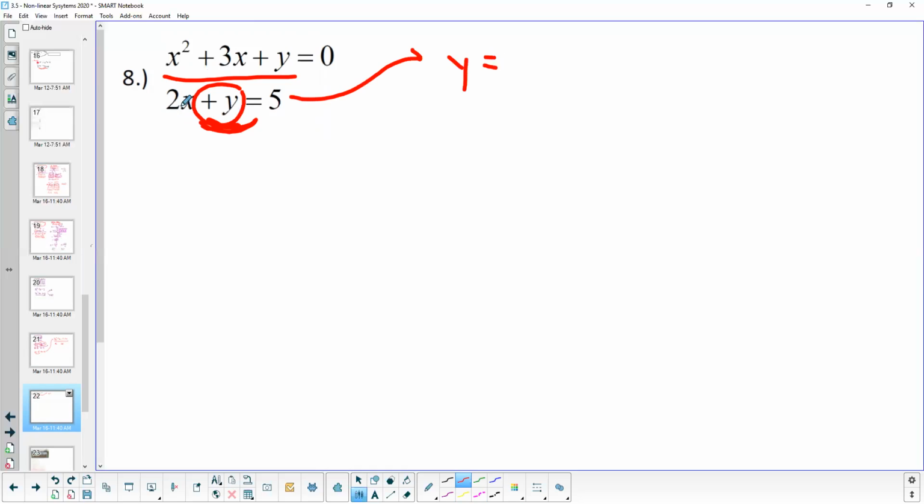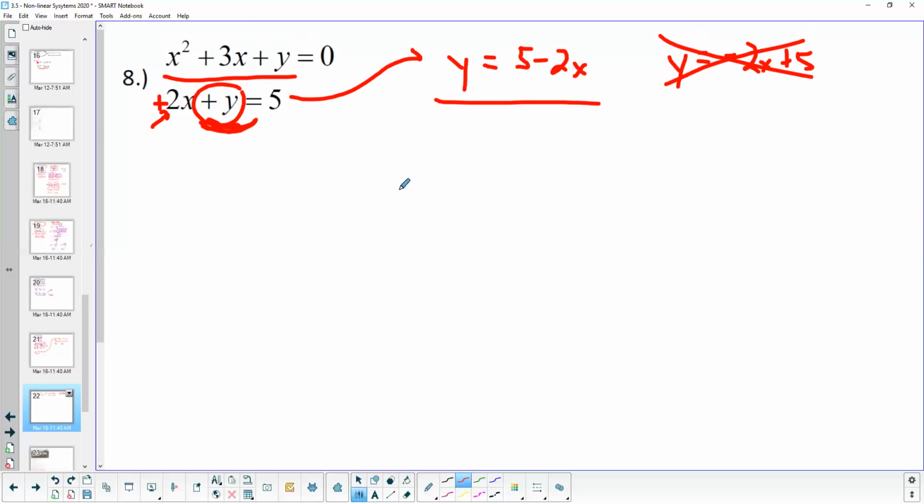And so if I do that, I need to get rid of the 2x. And since this 2x is positive, I'm going to subtract 2x from both sides, which means y is equal to 5 minus 2x. You could also write that as y equals negative 2x plus 5. Either way is correct. I think for some of you, this one will make a little more sense. So for right now, we're going to ignore that.